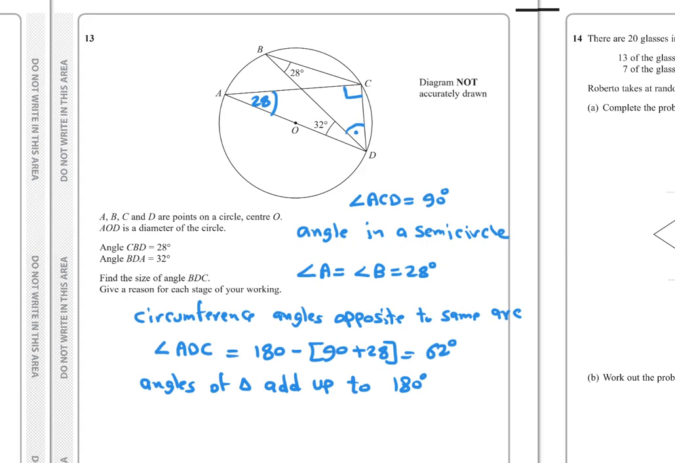The last step, you can find angle BDC by subtracting 32 from 62. So angle BDC equals 62 minus 32 equals 30 degrees.